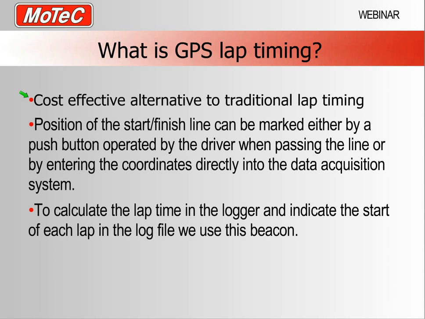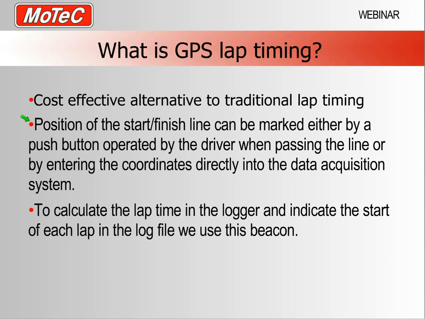So with the GPS, you need to do none of that. All you need to do is put the GPS in an appropriate position on your car, and it will be able to work out where your latitude and longitude is and start lap timing when you cross a given location. So this is a really cost-effective alternative to traditional lap timing.